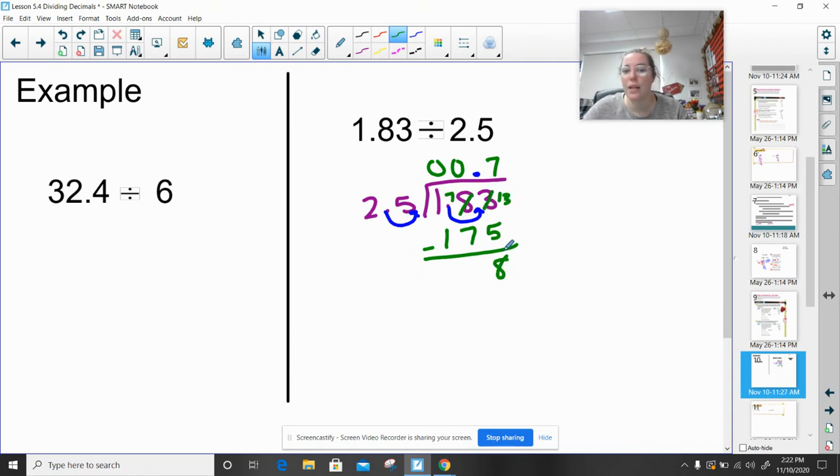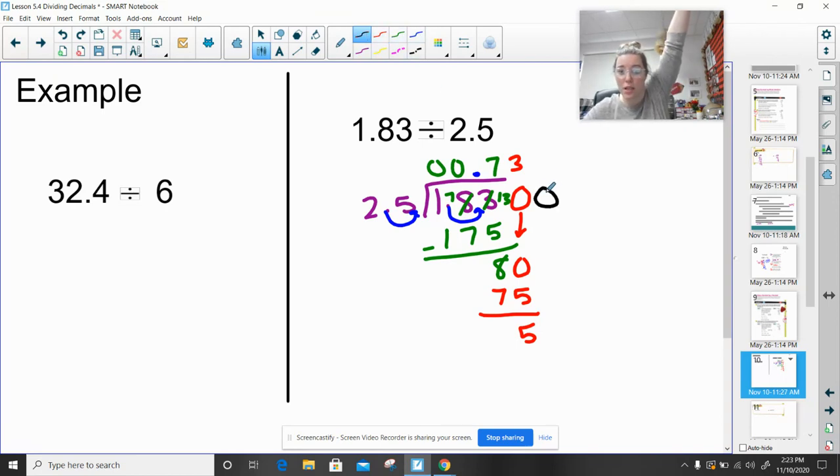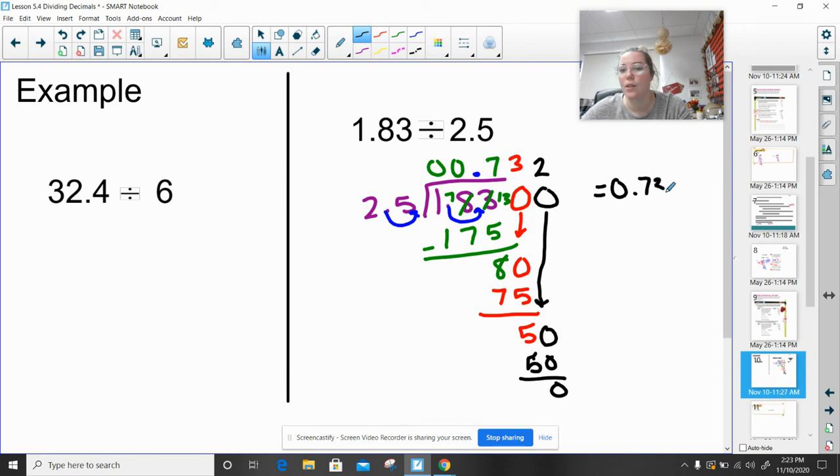Now, it hasn't terminated, so I have to reach up into my attic and grab a ghost zero and drop it down. Now, I know 3/4 is 75 cents. So 3 times 25 is 75. I subtract and I get 5. Still hasn't terminated. So then my next step needs to be to annex. Reach up, grab another ghost, and pull them all the way down next to my 5 here. Now I know 25 times 2 is 50. So I get a 0. My answer, I repeat, is 0.732, and I circle my answer.